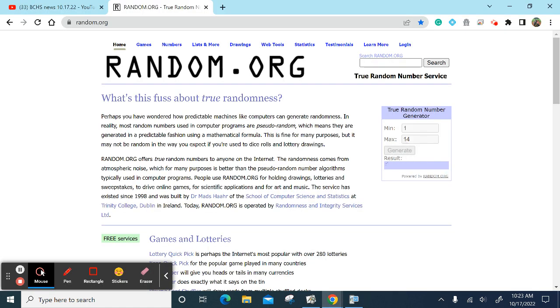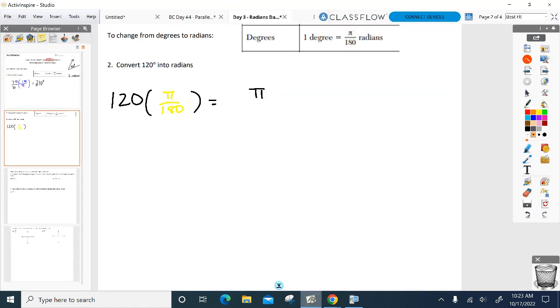And what's that reduced down to? 2/3. So what's my final answer? 2 pi over 3. Or you could have 2/3 pi. Same thing. Leave the pi in your answer when you're giving me radians.